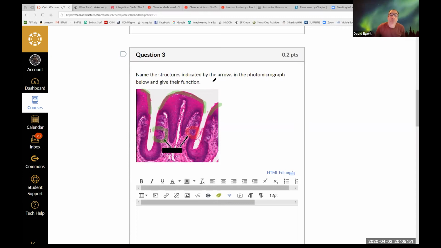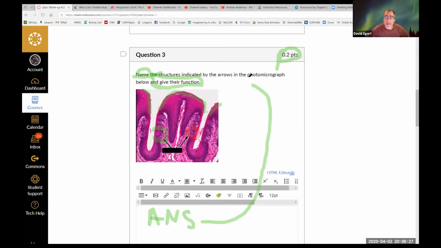In your quiz that's coming up, as well as in all of your other tests, make sure that you answer the complete question. This one said name the structures, which were taste buds, and give their function. Some people lost points. They only got 0.1 points because they wrote taste buds but didn't take it further. So, the classic thing that people say: answer the question and then go back and reread.